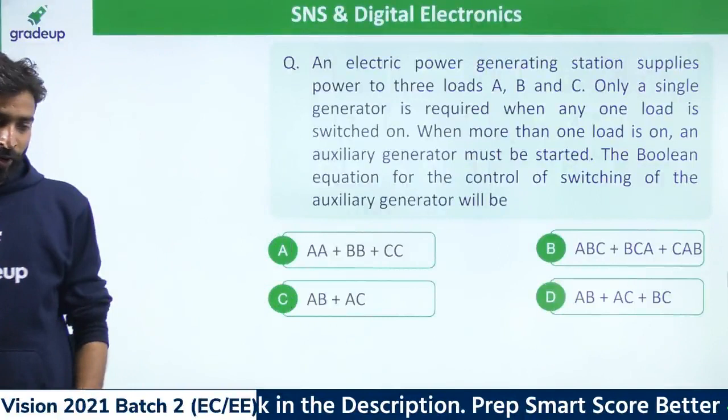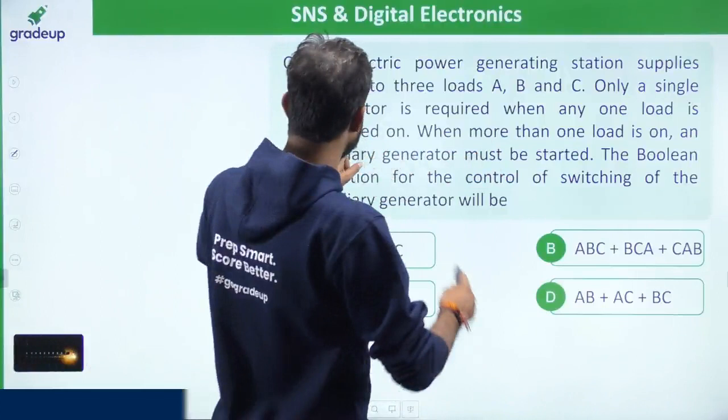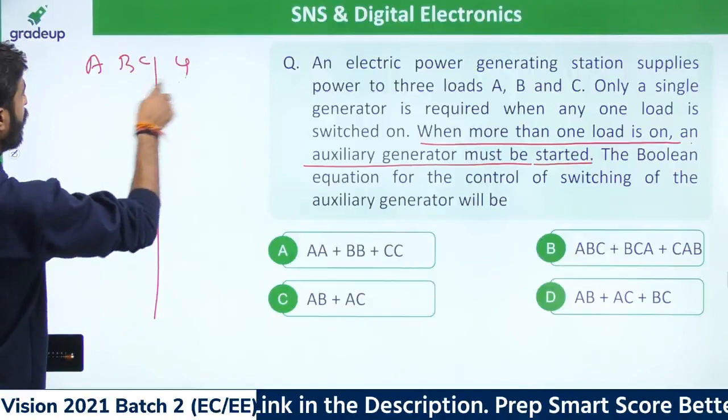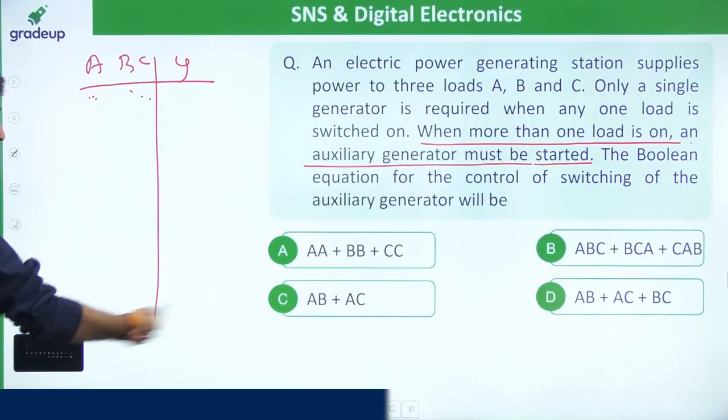Sir, it is nothing. When one of the loads is switched on, a single generator is enough. When more than one load is switched on, an auxiliary generator must be started. More than one means it is just A, B, C is given, and output is high only when the majority of inputs is high. So form the table, make the equation, minimize it. You will get the answer D: AB plus AC plus BC.